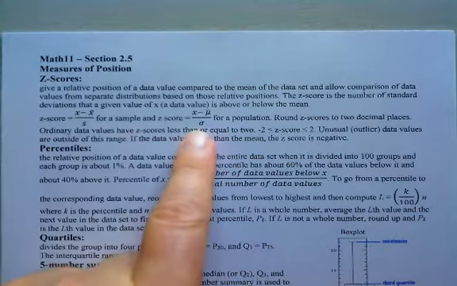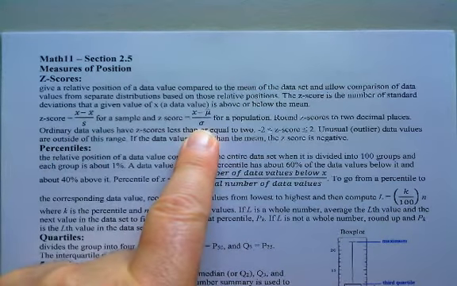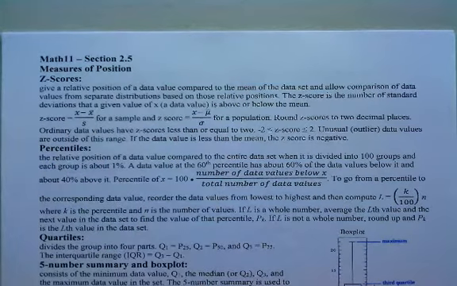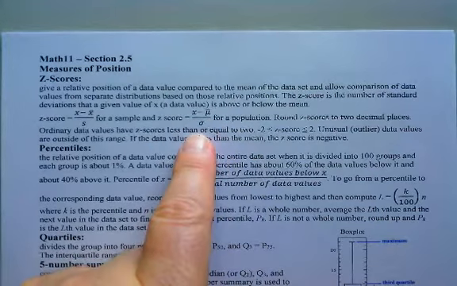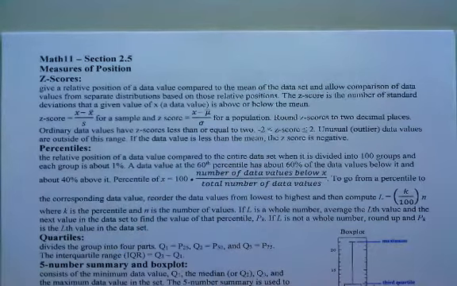We do this one for a sample. We do this one for a population. Little typo there. There should be no bar over the mu. It's just X minus mu over sigma for a population. We round the Z-scores to 2 decimal places because later on we will look at tables that go to 2 decimal places.